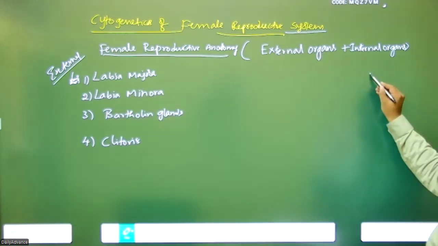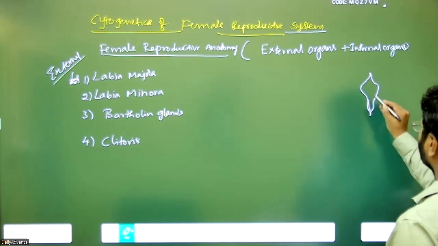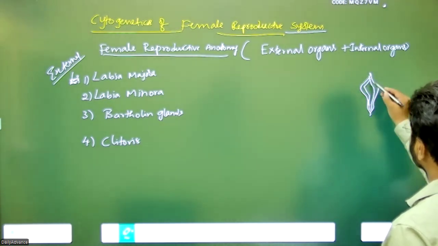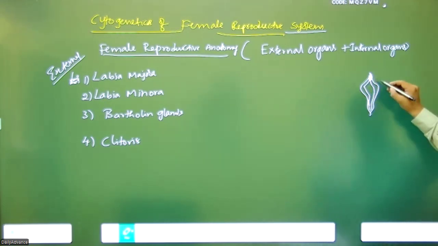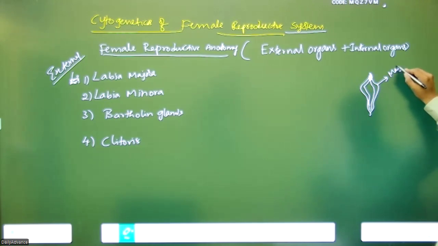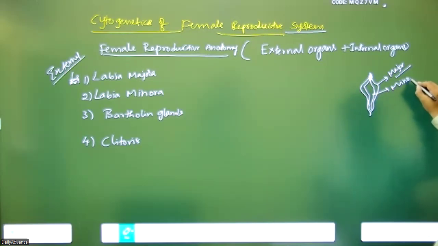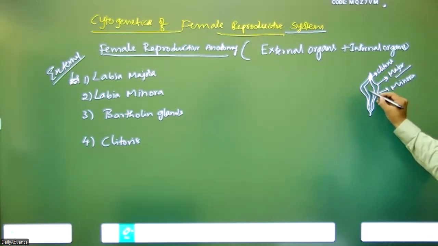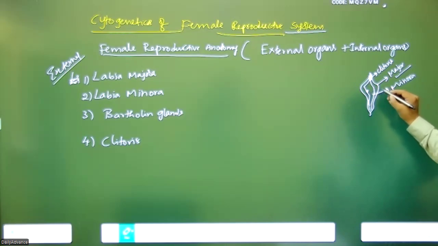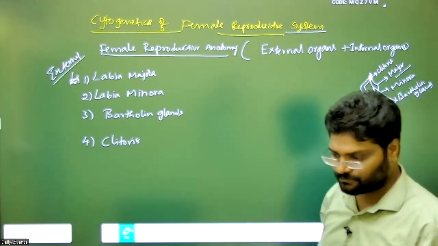So externally, visualizing is like this. There are various layers here. Somewhere here on top, the clitoris is there. The outer one we call labia majora, the inner one we call labia minora, and here we call the clitoris. And the fourth one is the Bartholin gland, on the inner side of the labia minora. So this is how we first identify them, and what functions are there.